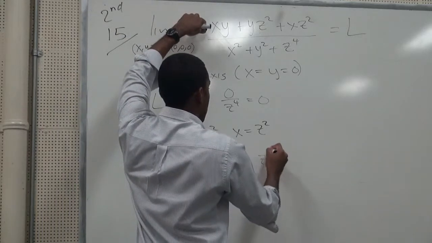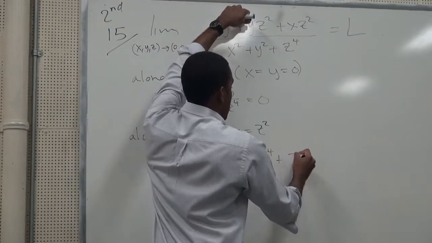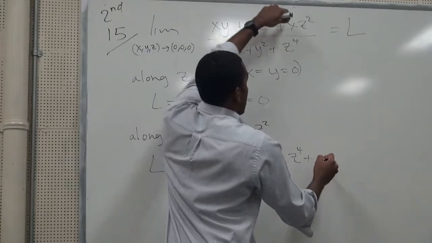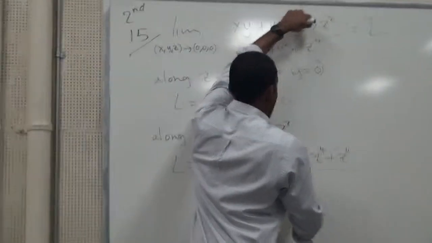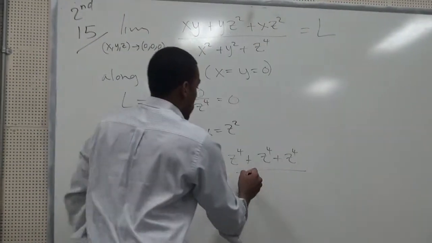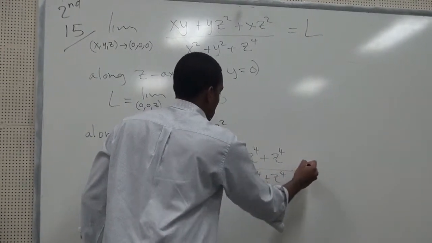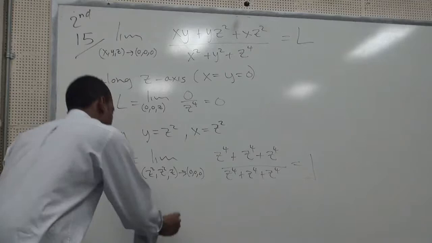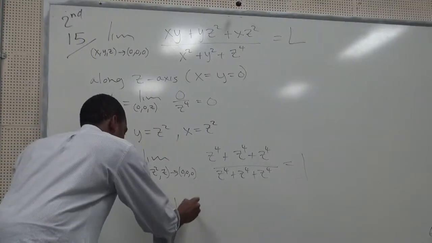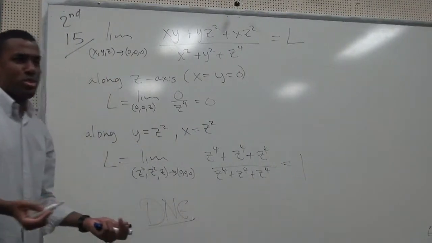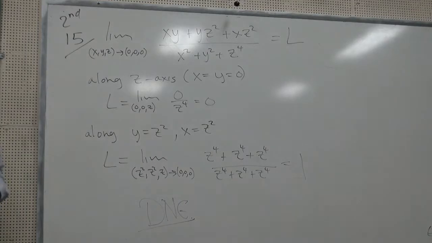So this will give me z to the 4th. This will give me z to the 4th. This will give me z to the 4th. Over each of these will be z to the 4th as well. Well, that limit is 1. So again, does not exist. I think most of these don't exist. Those are the easy ones.